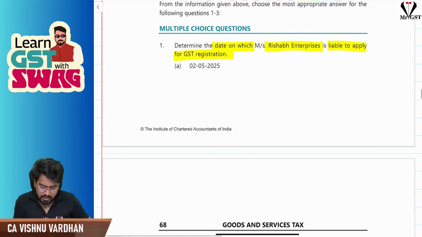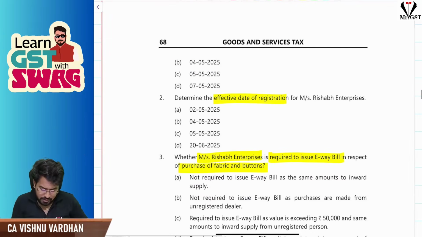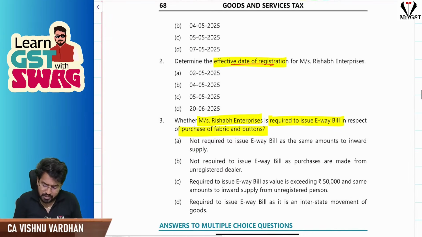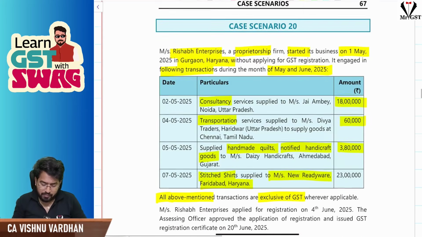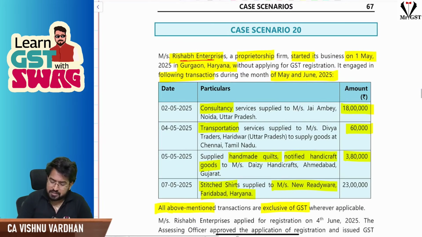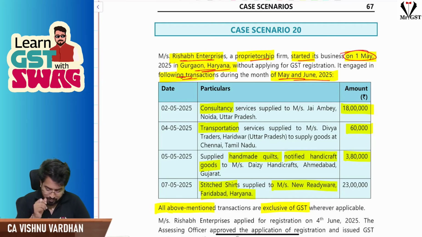See, they're asking on which date you are liable to apply for GST registration, what is the effective date of registration, and whether Rishabh Enterprises is required to issue an e-way bill for the purchase of fabrics and buttons. Let us see that. Here they have given information: Rishabh Enterprises is a proprietor starting business on 1st May from Haryana, and the following transactions he has undertaken for May and June.